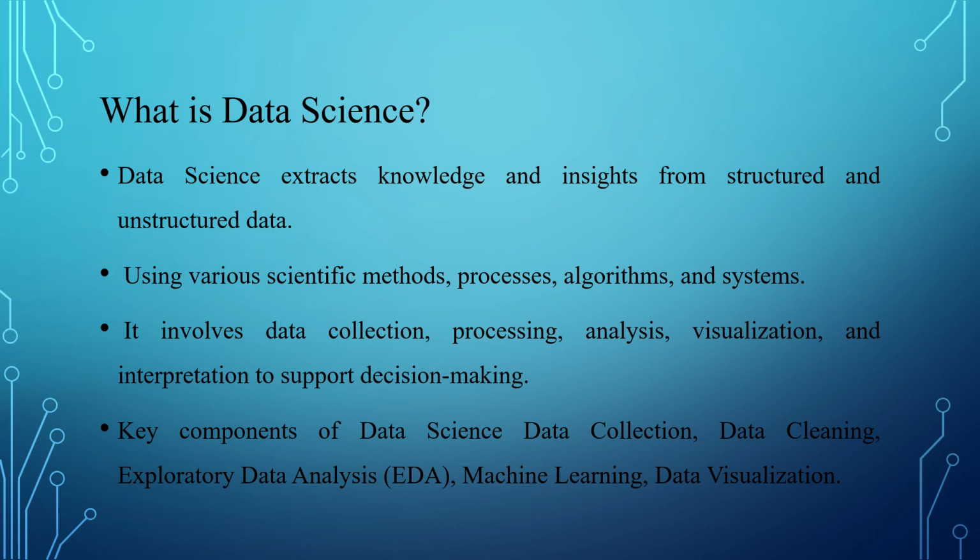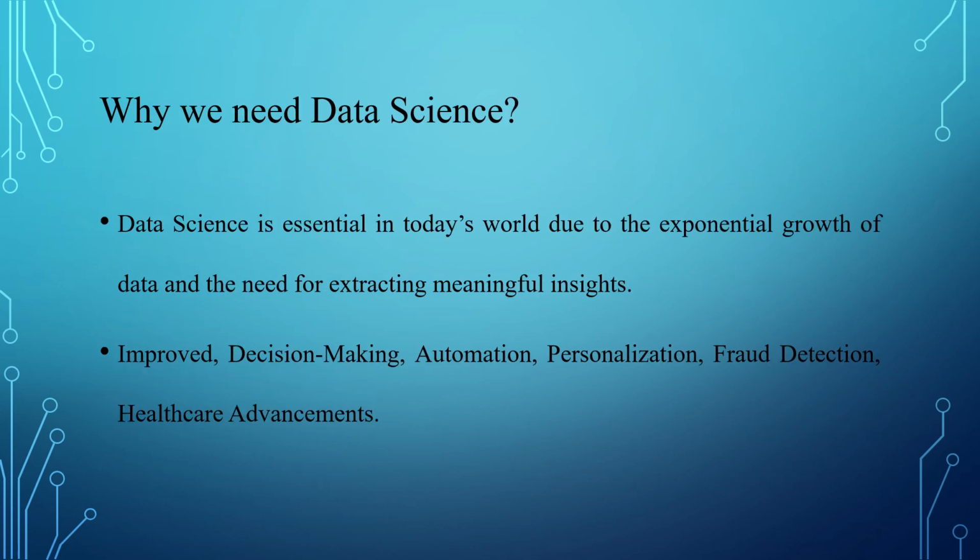Next, this slide shows what is data science. I already told you what data science is and gave a simple example. Here is a detailed explanation. Data science extracts knowledge and insight from structured and unstructured data, using various scientific methods, processes, algorithms and systems. It involves data collection and processing, analysis, visualization and interpretation to support decision making. The key components of data science are data collection, data cleaning, exploratory data analysis, machine learning, data visualization, and so on.